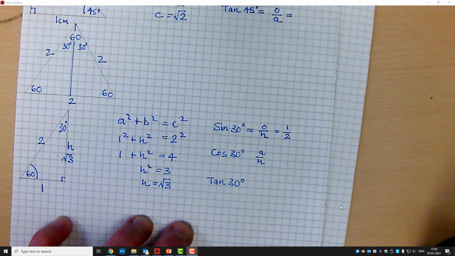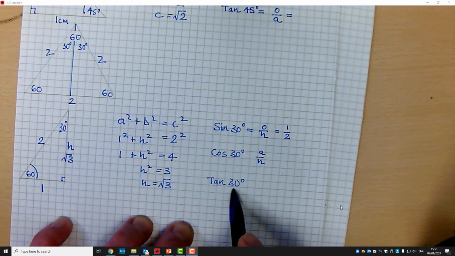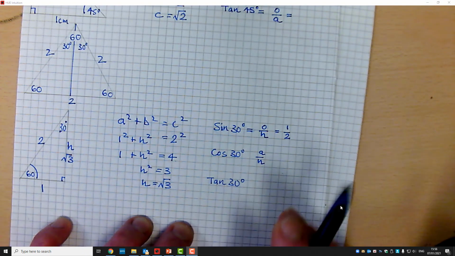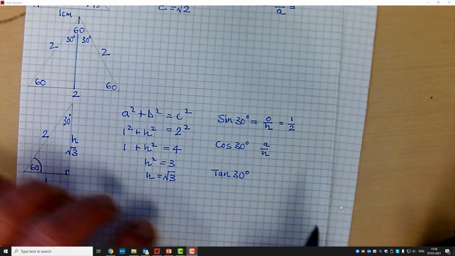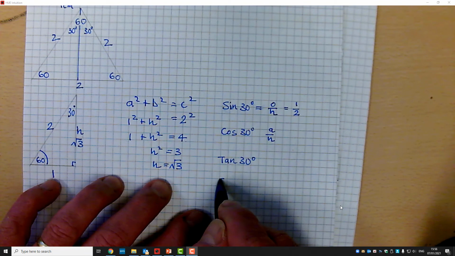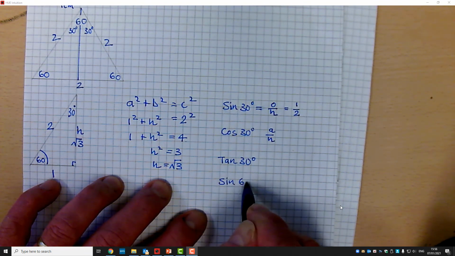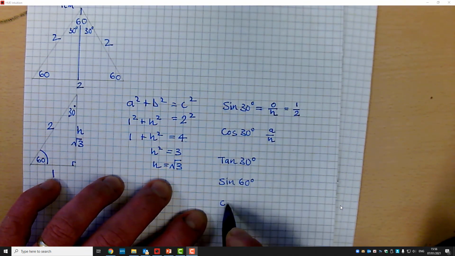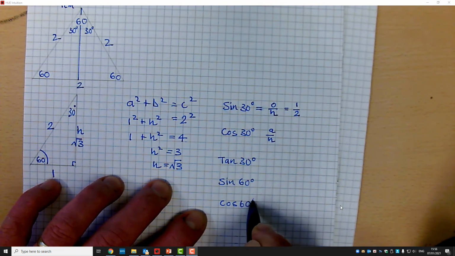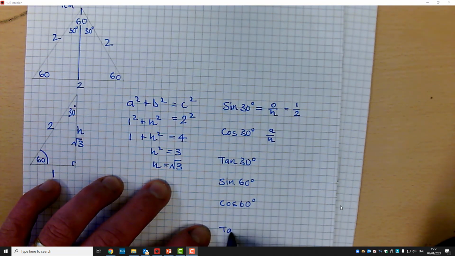Do the same thing and find the cosine of 30 degrees, the cos of 30, and the tan of 30. Now we're going to do underneath here, we'll do sine of 60 degrees, cos of 60 degrees, and tan of 60 degrees.